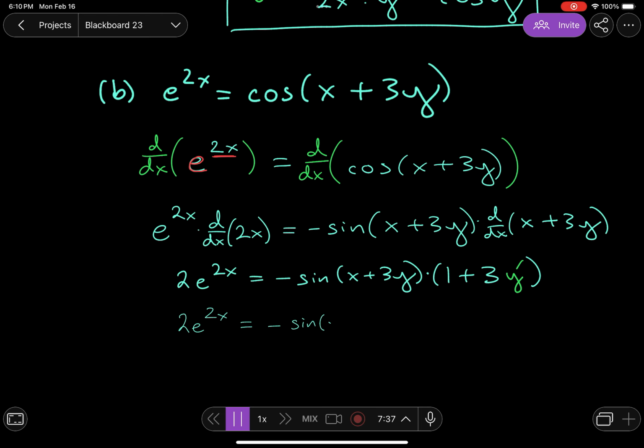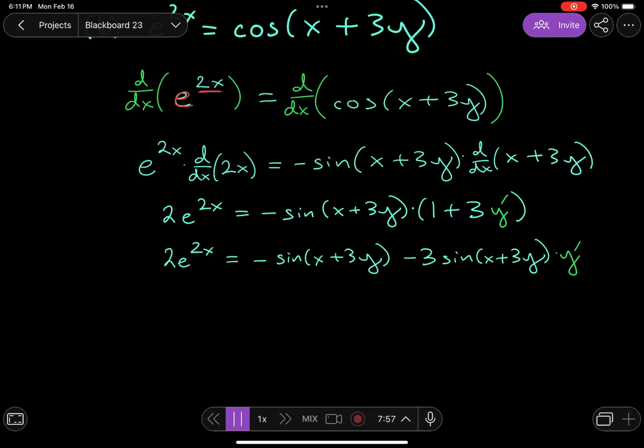Minus sine of x plus 3y. Minus 3 sine of x plus 3y times y prime. So again, all I just did was I distributed this character to both the 1 and this character. Adding this to both sides of the equation, that'll get me here: 2e to the 2x plus sine of x plus 3y is equal to negative 3 sine of x plus 3y times y prime.